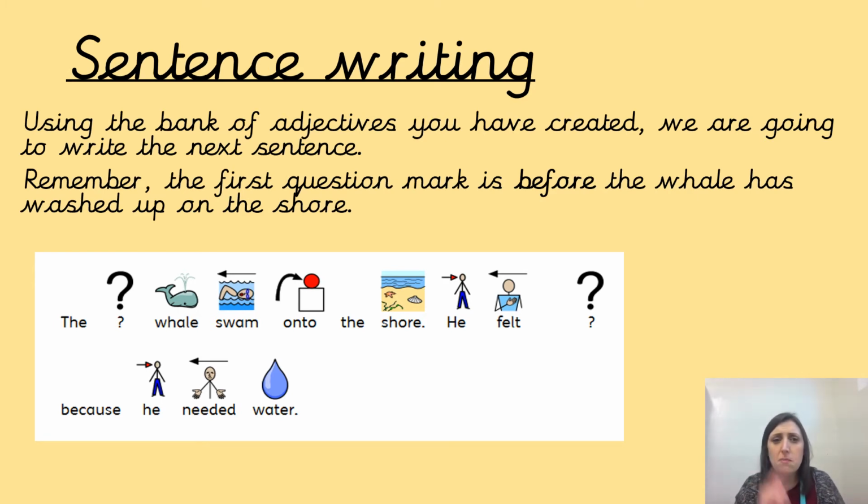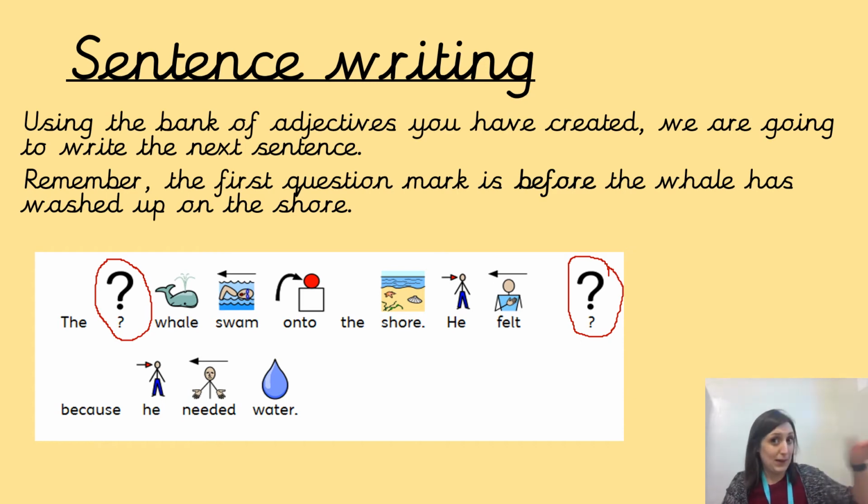Now, just a point to remember, where the first question mark is here, where you need to put an adjective. The whale hasn't swum onto the shore at that point, so the fact that he's worried won't quite have happened yet. Worried would maybe come where your second question mark is, which will be after he has swum onto the shore. But the first question mark, he's not quite done that yet, so he won't be feeling worried at that point. He's just about to go onto the shore, but he hasn't done it yet.